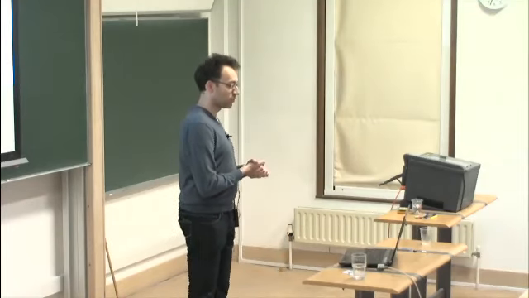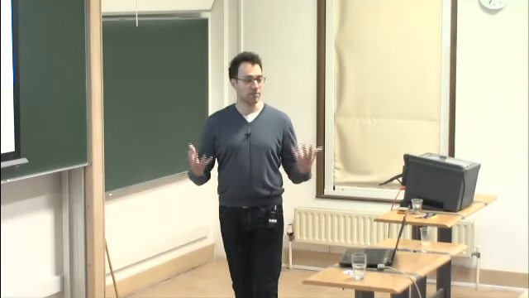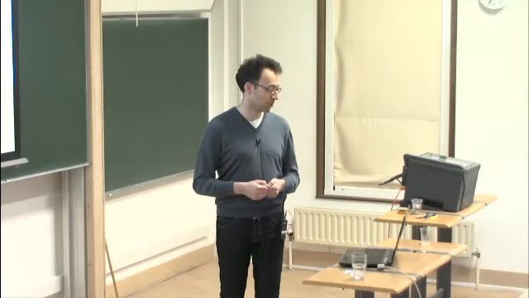What I'm going to talk about is a non-interactive zero-knowledge argument for circuit satisfiability. The statement will be some circuit, and the claim will be that there's some input to the circuit that will make it output 1. This is an NP-complete language, so if we can do this, we can do all languages in NP. The common reference string will have a special distribution. It's not uniformly random. It's verifiable that it has this special distribution, but you do have to generate it somehow, and the prover and verifier will have to get hold of this common reference string.